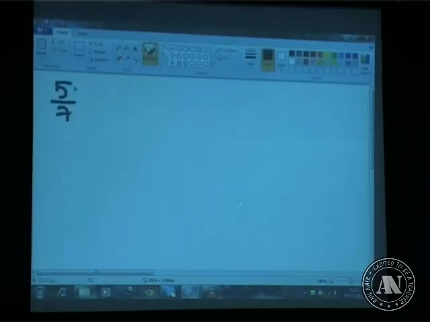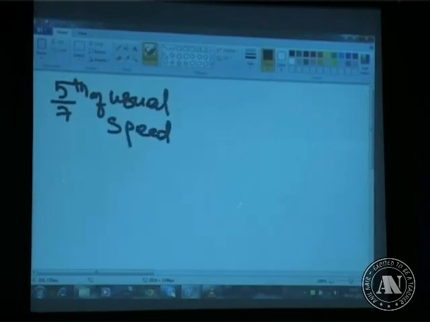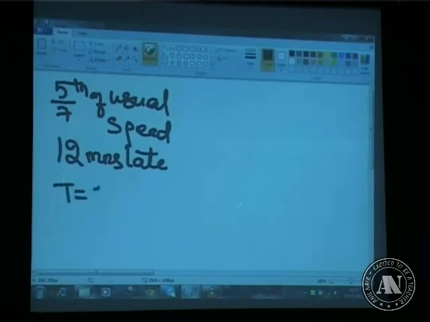One more parallel question for understanding. Walking at 5/7 of the usual speed, a person reaches office 12 minutes late. Find the actual time.